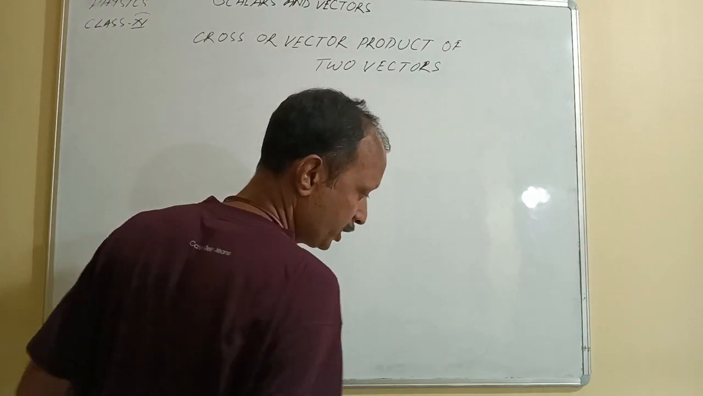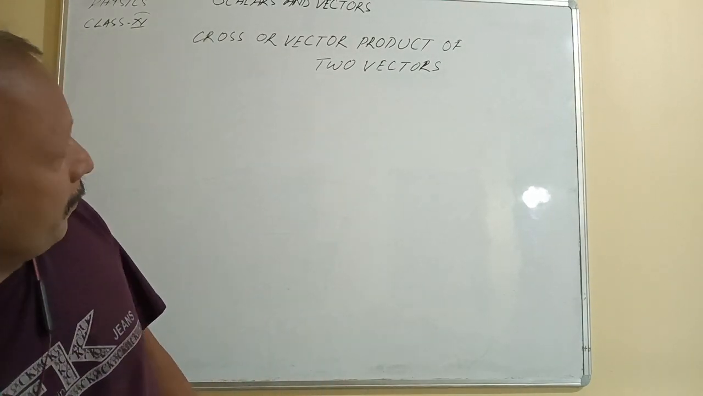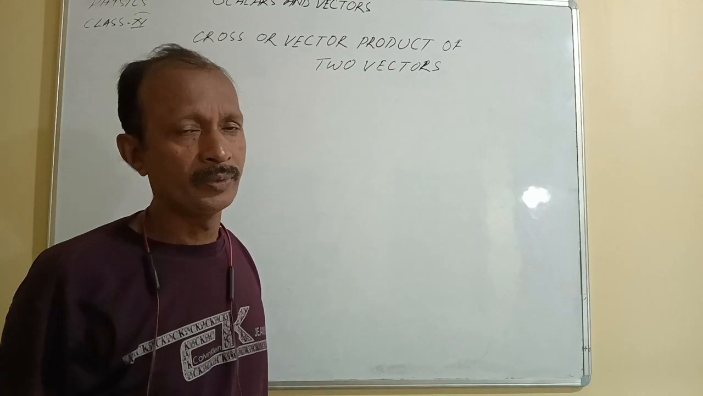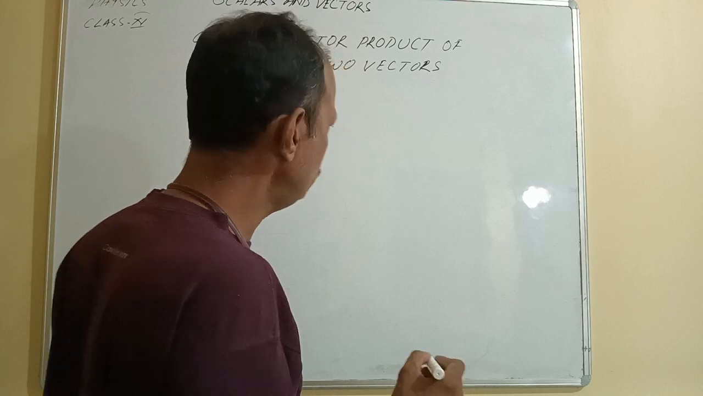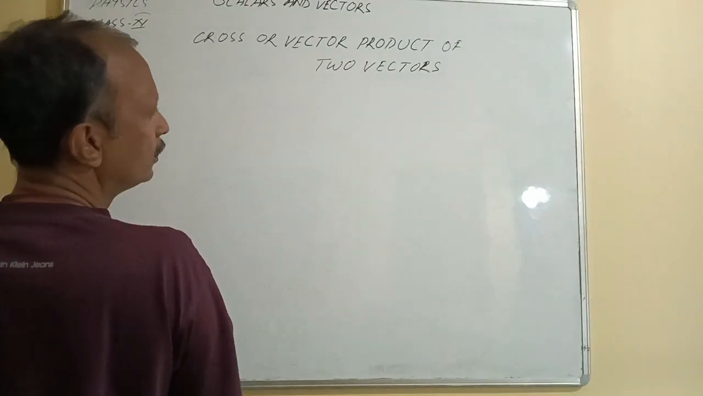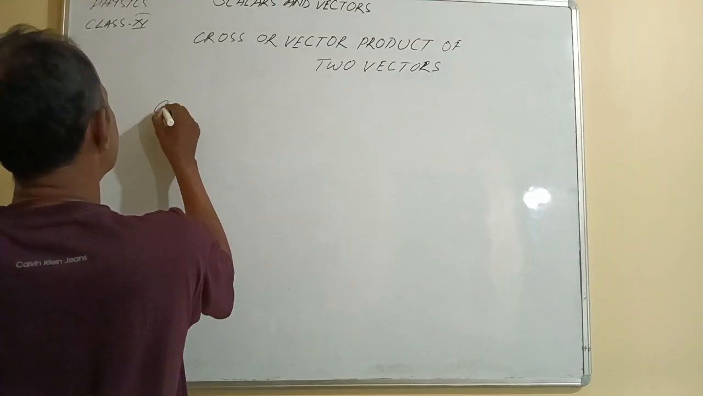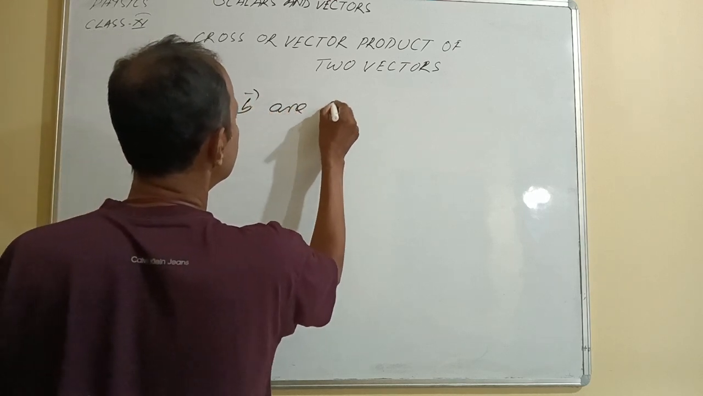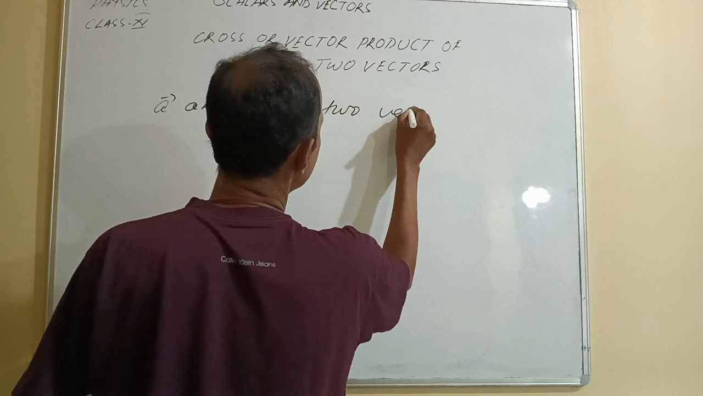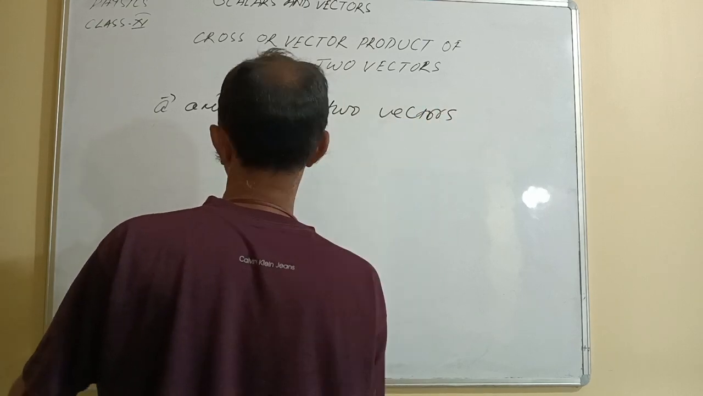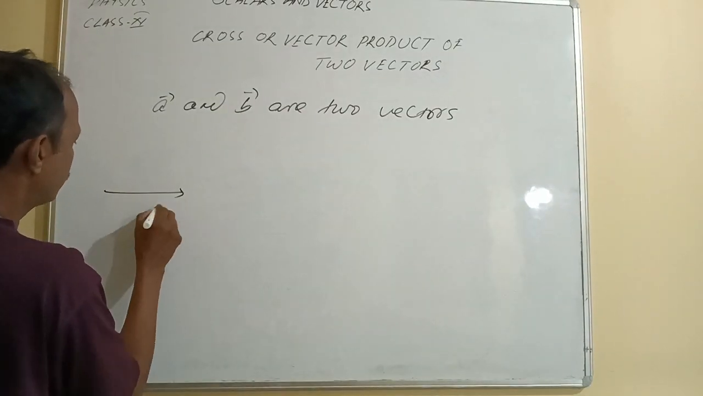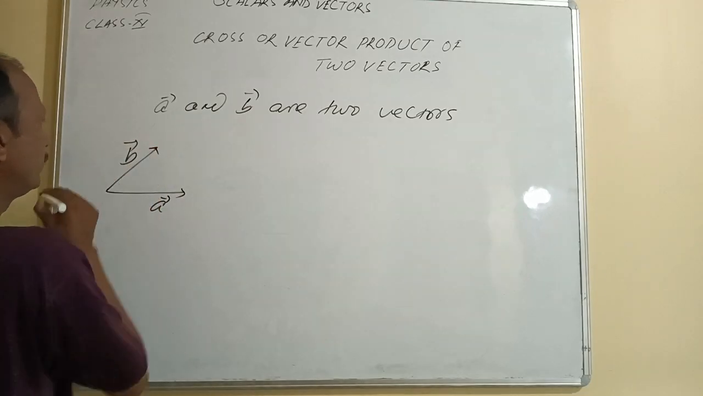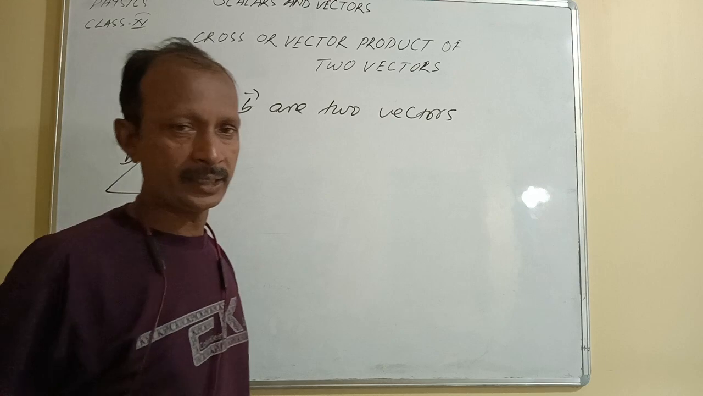So, children, today's topic is cross or vector product of two vectors. Suppose A and B are two vectors. Think like this. This is vector A. This is vector B. A and B are the two vectors.